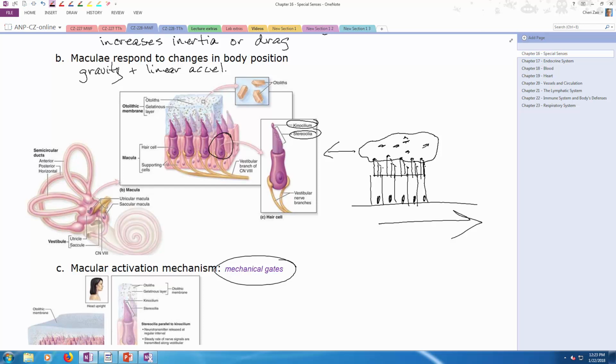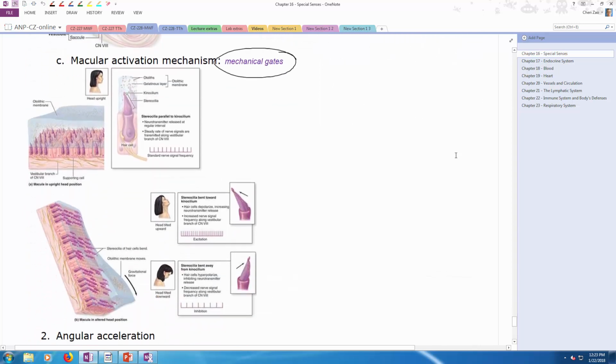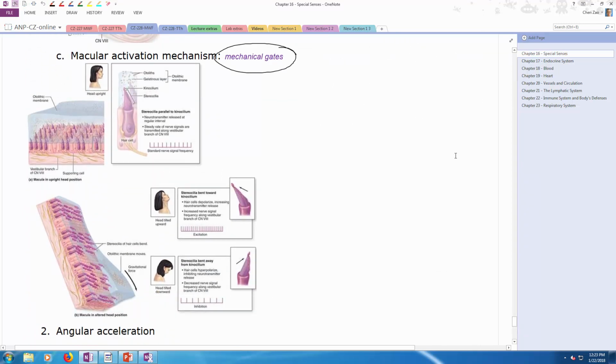If I were to stop, what then happens? Then it goes in the other direction for a moment, correct? And so then we'll close all the doors and even hyperpolarize them. And take a look down here at the pictures of the macular activation mechanism for these mechanical gates. So here it is. We aren't moving at all, and we have a constant slow depolarization actually occurring.